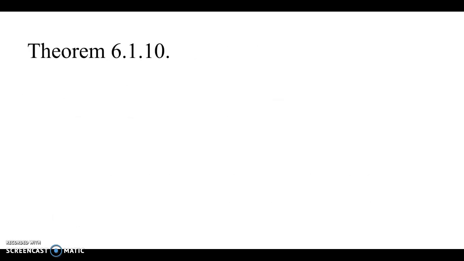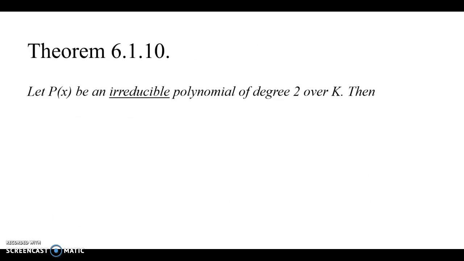So let's jump right into one of the theorems. So first, we're going to let P of x be an irreducible polynomial of degree 2 over K. Again, I underlined irreducible. That is an important part. Then, the Galois group of P of x would be isomorphic to Z2, so the integers mod 2.